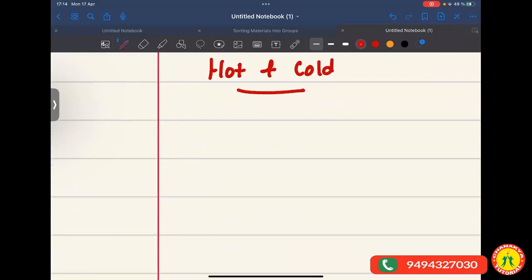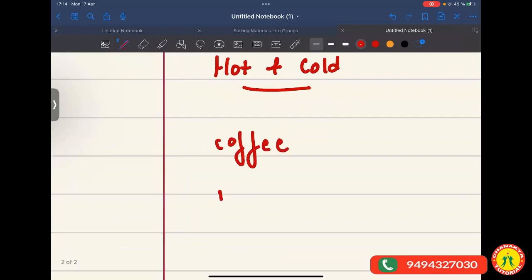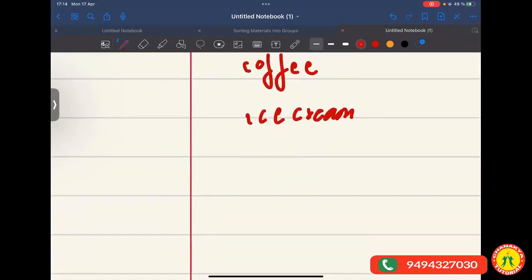So in the morning, you're having a cup of coffee. And then you're going out with your friend, you're having ice cream. And then you're just having ice cream as a small starter, and then you're going to a restaurant. You're having a chicken burger.